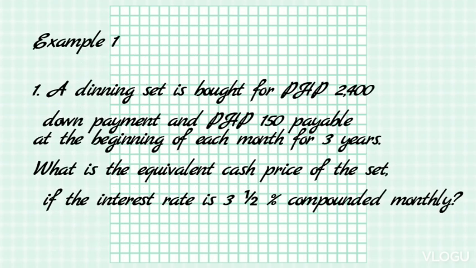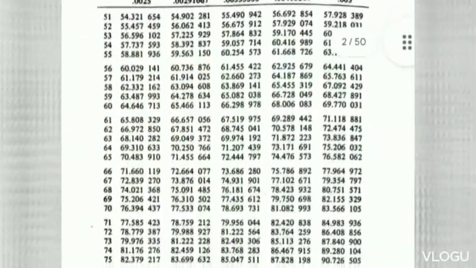So I have here an example. A dining set is bought for 2,400 pesos down payment and 150 pesos payable at the beginning of each month for 3 years. What is the equivalent cash price for the set if the interest rate is 3.5% compounded monthly? Before we start to answer, it is important that you have a table of values so that you can answer this problem. This is the table of values.